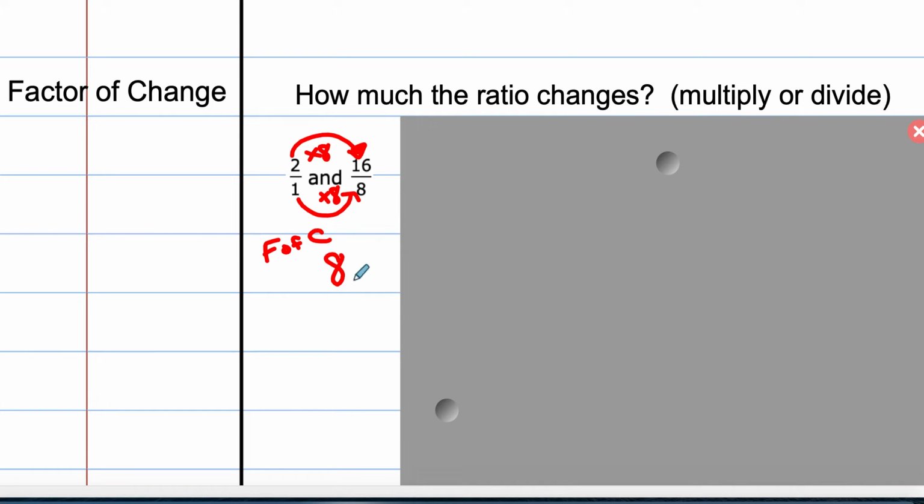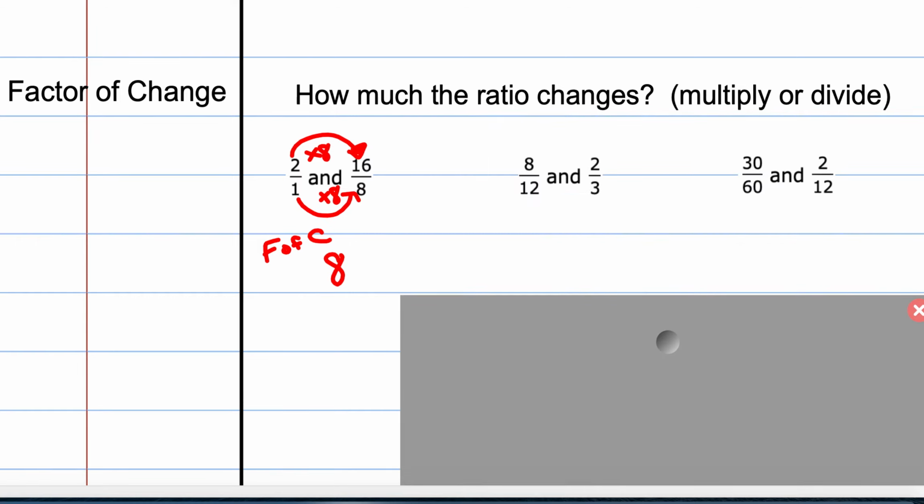That's what you're going to be putting in today. That's what your answer is. I want to know how much they changed. So let's look at these next two. 4 to 2, I went down by 4. Does that work here? Did I go down by 4? The answer is yes, so my factor of change would be 4.